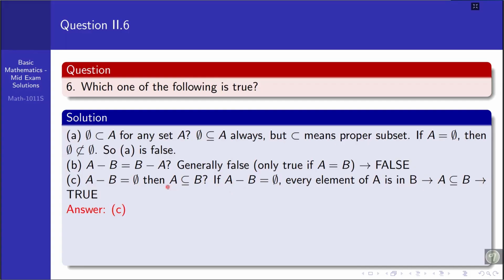And the last, so the answer for this one could be alternative C, which is A minus B is equal to the empty set. That is, if A minus B is equal to the empty set, then A is a subset of set B.